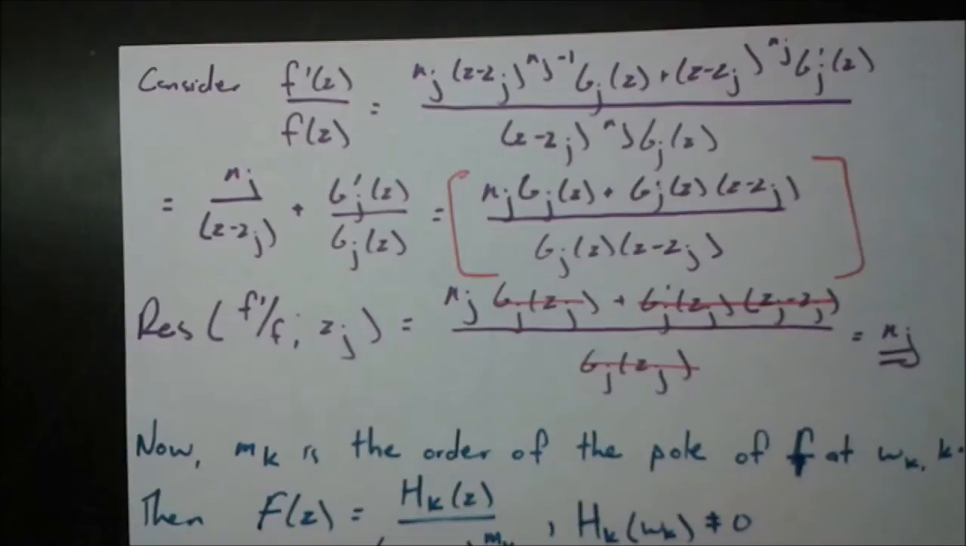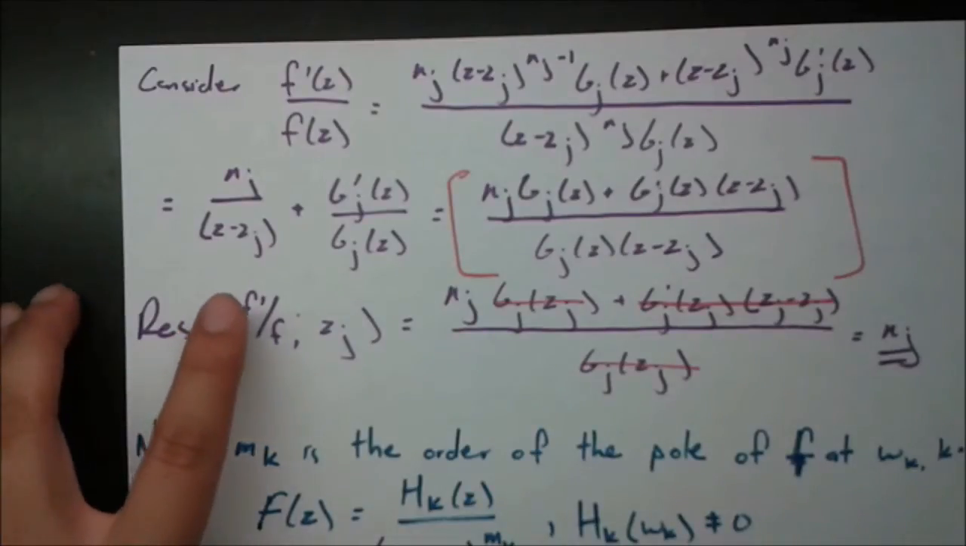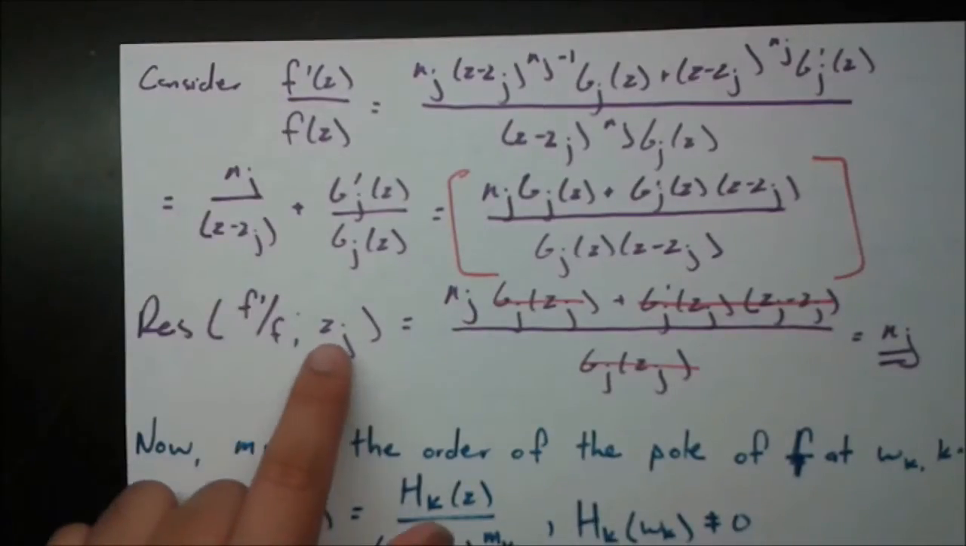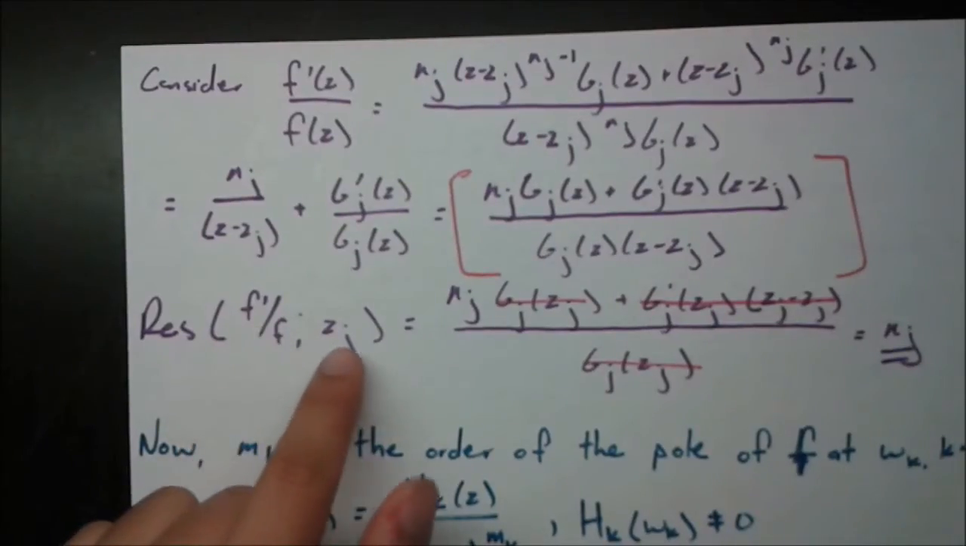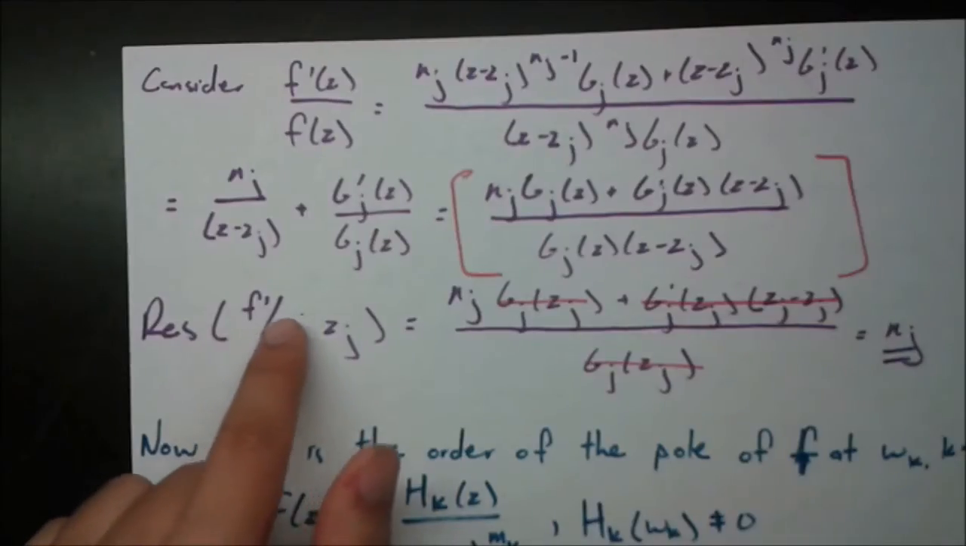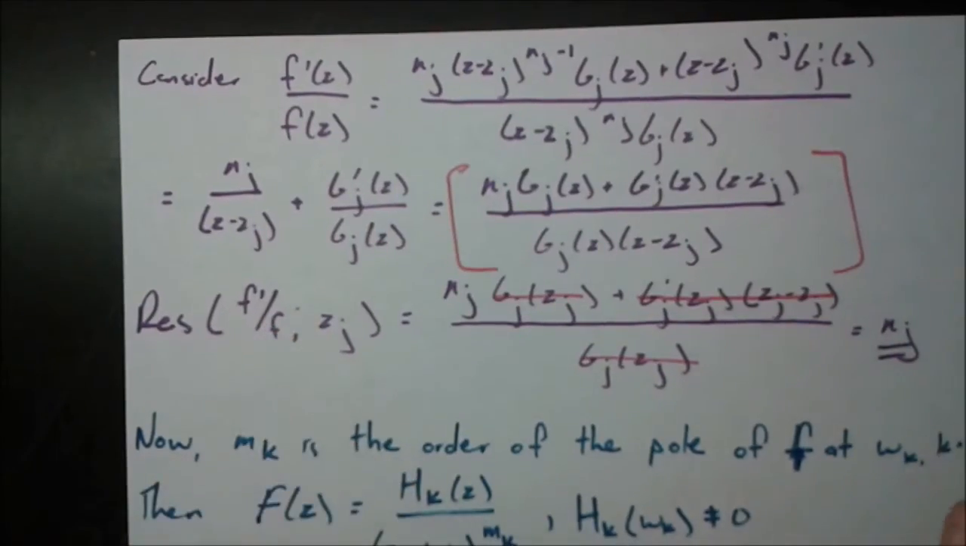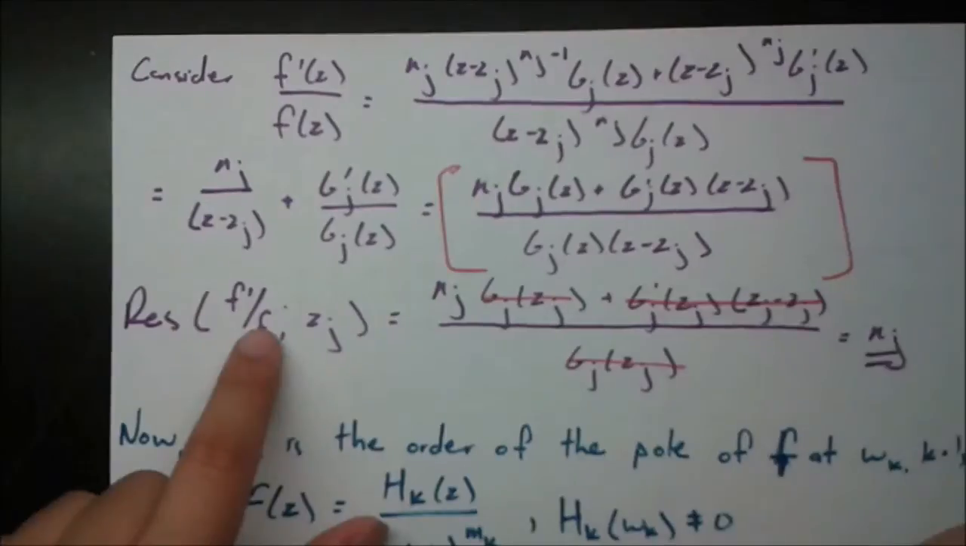Next I want to find the residue of this function, f prime over f, at z sub j. We know this has an isolated singularity there, because if we plug in z sub j into f, we get 0. Since 0 is in the denominator, we know this has a pole, or some kind of isolated singularity there. So now what happens when I do that?